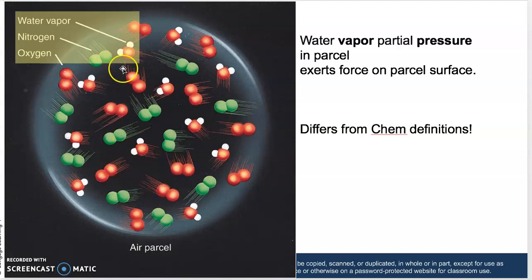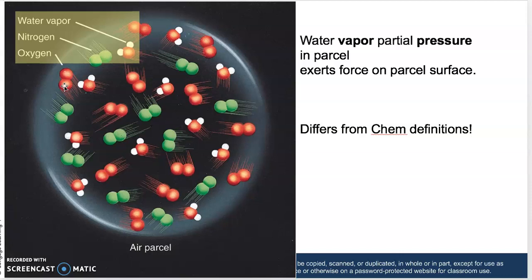And when you think about it, if we had a balloon, a parcel of air, filled up with air, we would have nitrogen and oxygen and carbon dioxide and water vapor in there. And here's my water vapor molecule. And there's my nitrogen, here's my oxygen molecule. My water vapor molecule exerts a partial pressure in the parcel. And it exerts this pressure on the surface of the parcel. The water vapor is pushing out the surface.